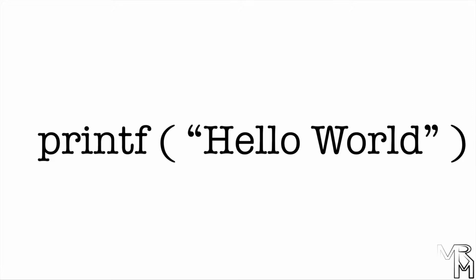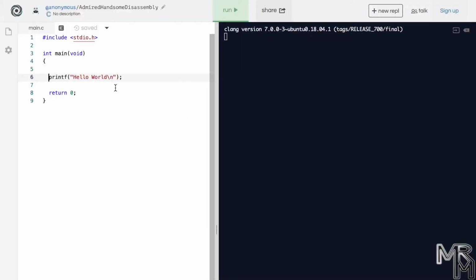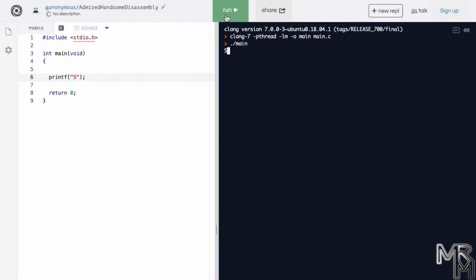Traditionally, in programming languages, text goes inside quotation marks. This is how the computer knows that it's dealing with text. In other words, by placing Hello World inside quotation marks, we tell the computer that this chunk of data must be treated as text. Now, what do you think will happen if instead of Hello World, we type, say, number 5? Let's run the program to see if you were right.